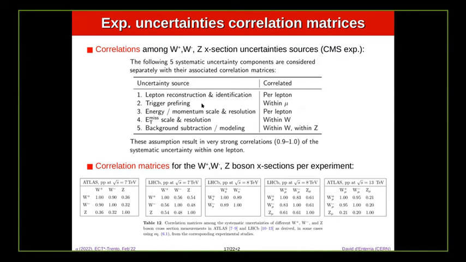We computed the correlation matrices for the intra-experiment measurements. So for example, you see here the correlation matrix between W plus, W minus, and Z for ATLAS at 7 TeV, here for LHCb at 8 TeV, and so on and so forth. I don't go into the details, but in principle we propagate this properly.